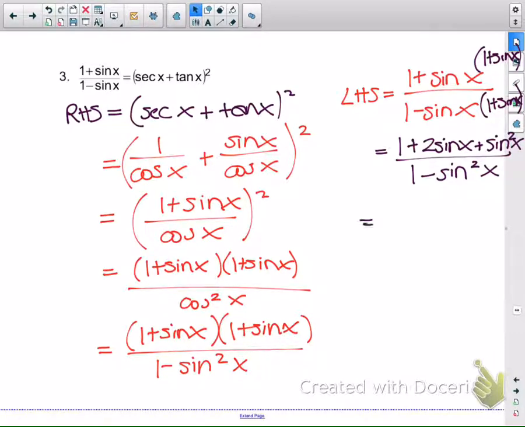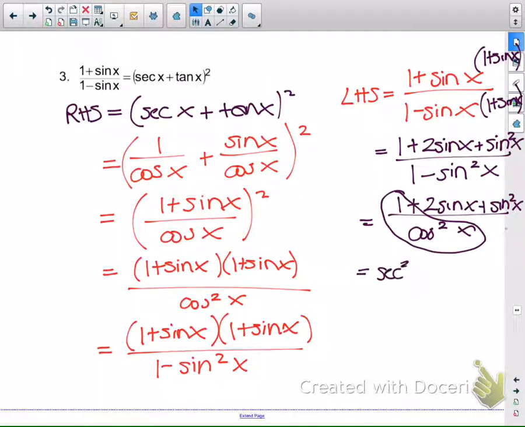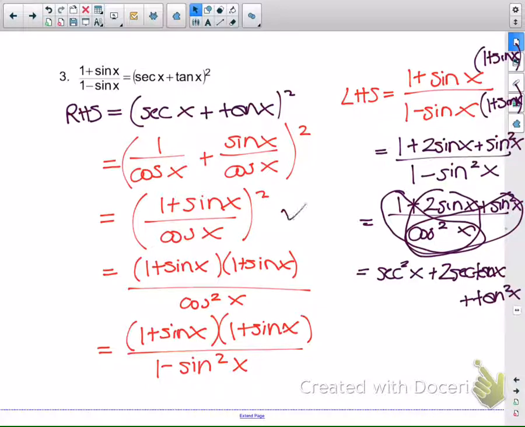I can change the bottom to cosine squared and then divide each piece by cosine squared and then factor from there. But that gets kind of ugly. So there, 1 over cosine squared would be secant squared. 2 sine x over cosine squared would be that 2 secant tangent. Sine squared over cosine squared would be tangent squared, and then you can factor it into the original. It's a little harder to see that middle step when you divide. I like this way over here the best.